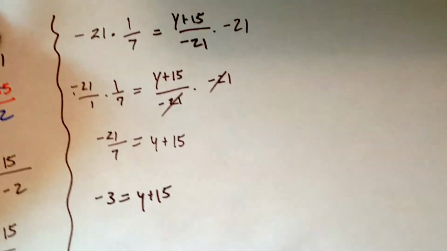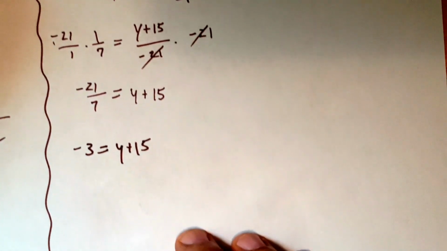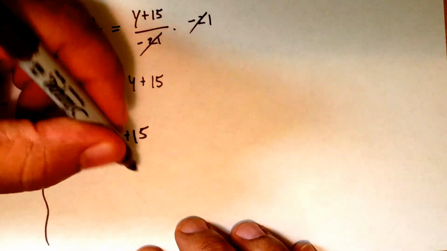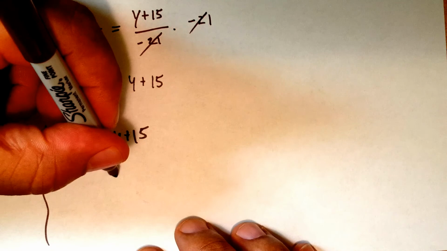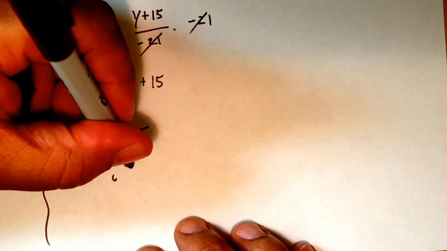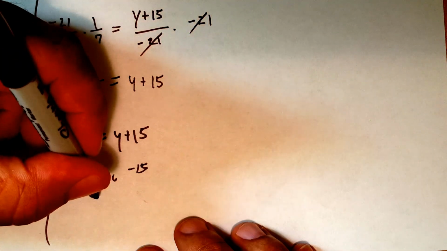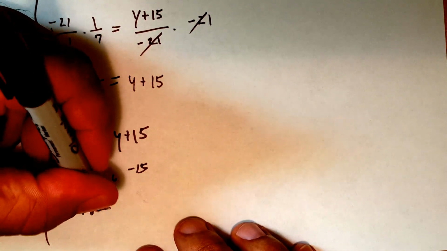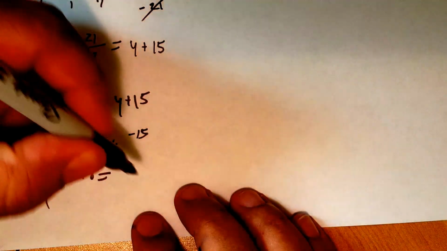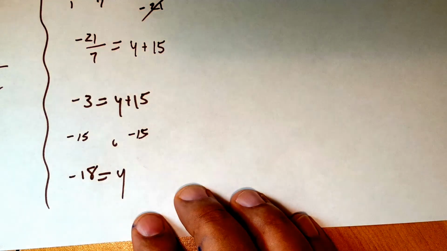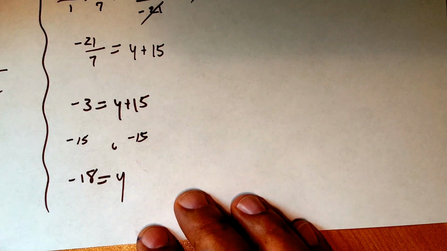So negative 3 equals y plus 15. And again, I want my y by itself. So I subtract 15 from both sides. So I get negative 18 is equal to y. And we're done.